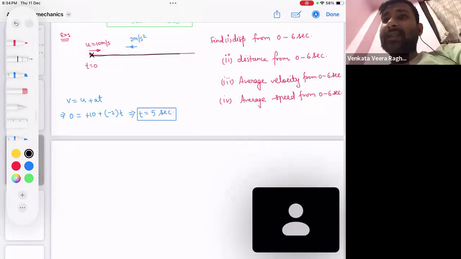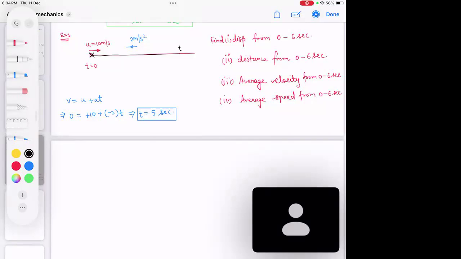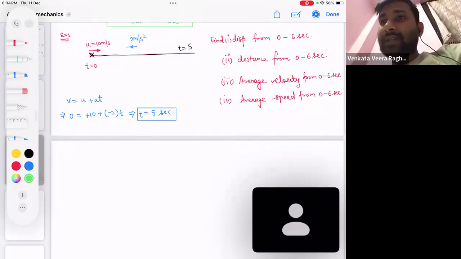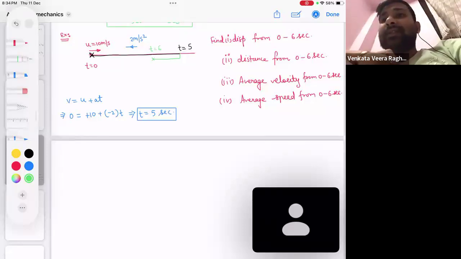Please tell me, clear everyone? So 0 here, t equal to 5, particle here, and from 5 second onward, the particle is returning back. And somewhere the particle will be there at t equal to 6. I don't know, I have to calculate that one.